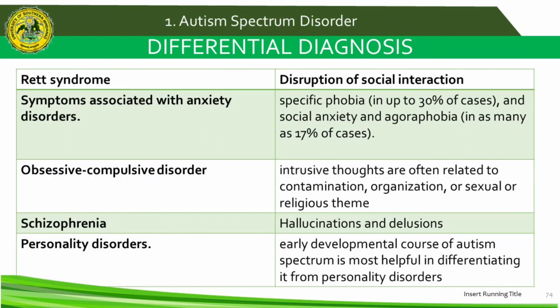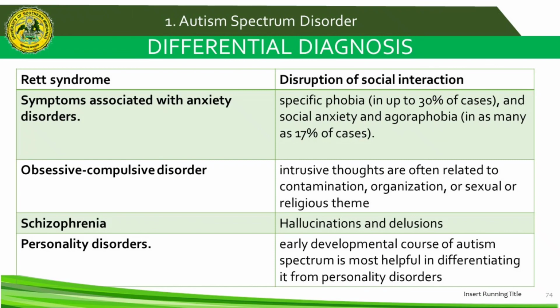For Rett syndrome, disruption of social interaction may be observed during the regressive phase of Rett syndrome. Thus, a substantial proportion of affected young girls may have a presentation that meets diagnostic criteria for autism spectrum disorder. For the symptoms associated with anxiety disorders, the overlap of anxiety symptoms with the core symptoms of autism spectrum disorder can make the classification of anxiety symptoms in autism spectrum disorder challenging.